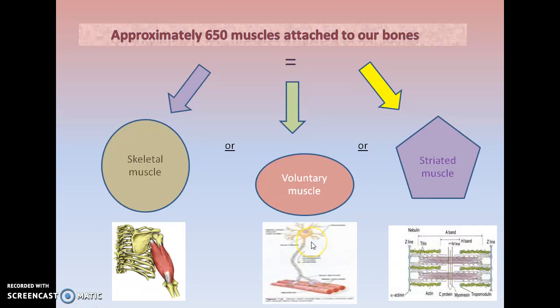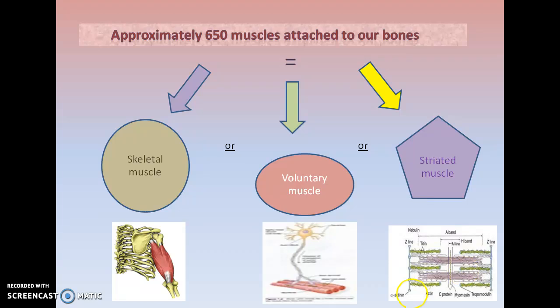Because when I want to raise my hand, for example, I send signals to the brain, and the brain will send these signals through the nerve. It will pass down until it reaches the muscle, and then it will give the order to contract, so you are able to raise your hand.